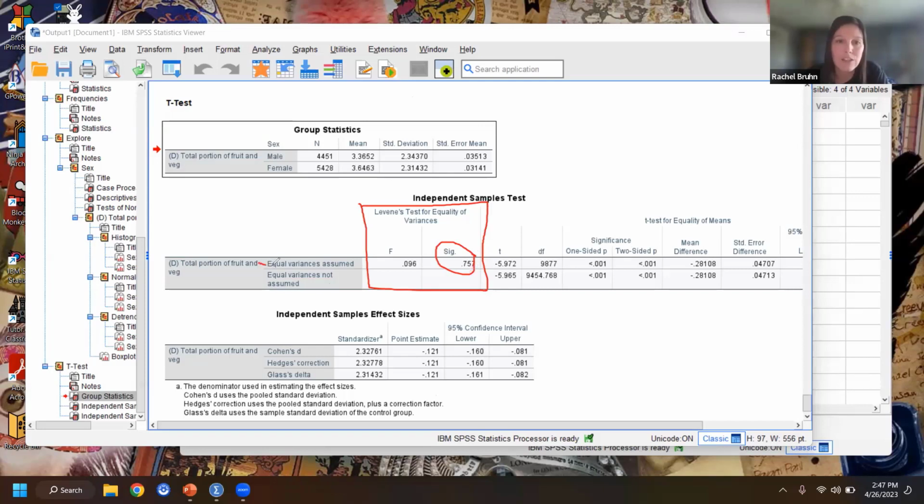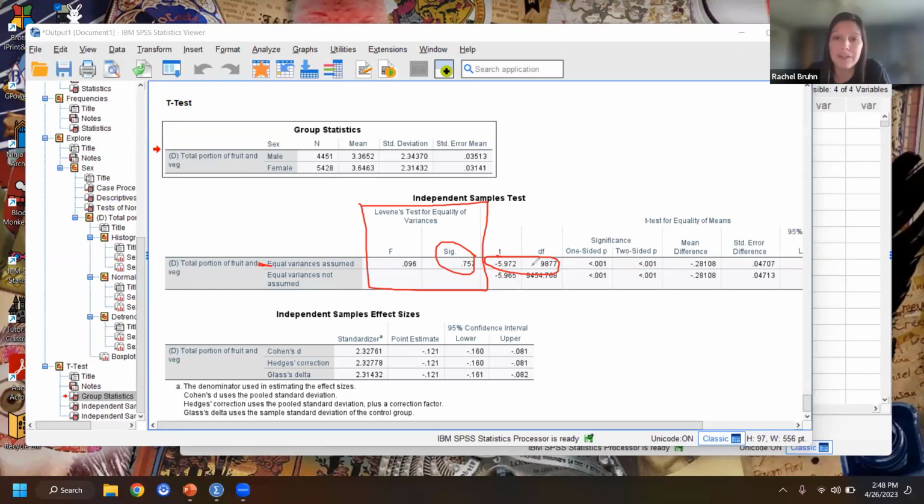Therefore, I can assume equal variances, which means when I read my test, I'm reading across the equal variances assumed row. So when I report my test statistic and p-value and things like that, I am going to be reading and reporting from that top row. The second row would be if the variances were not equal. And then this last box is our effect size. So for the t-test output, that's really all of the output.